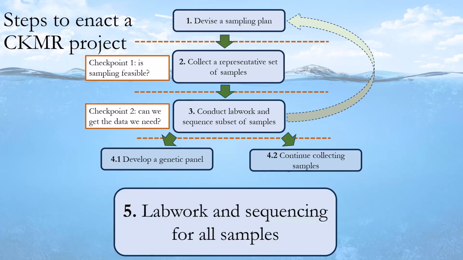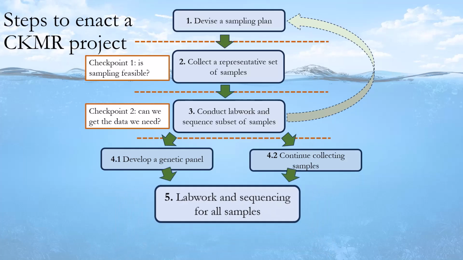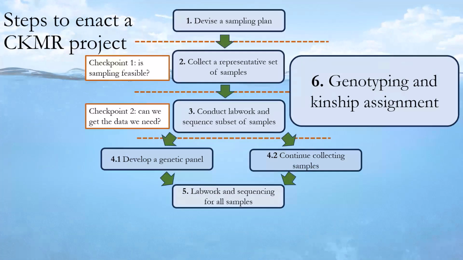Once we've collected all of our samples and developed our panel, then we can conduct our lab work and sequencing for all of our samples using the panel that we've developed. And this can be done in batches as we go, or if we're concerned about batch effects, we can wait till all the sample collection is done and perform the lab work and sequencing all at once. And once we've generated sequence data, then we can get to work on genotyping and kinship assignment.